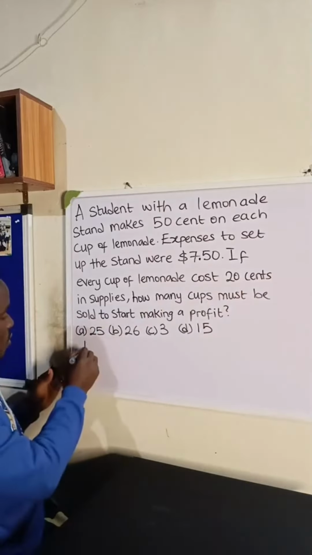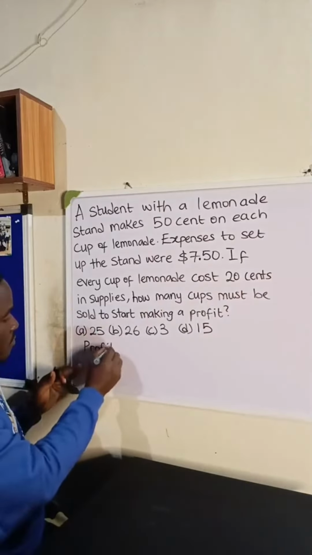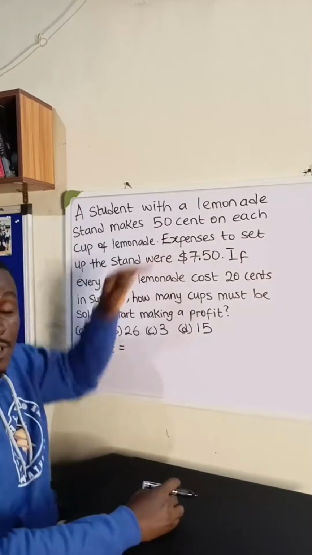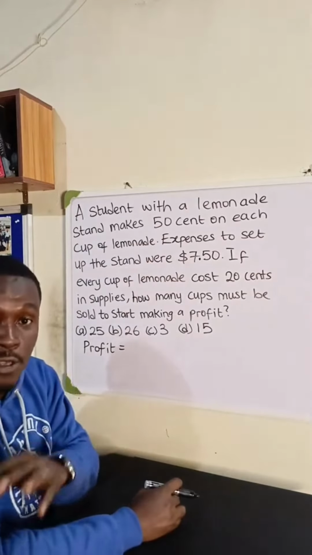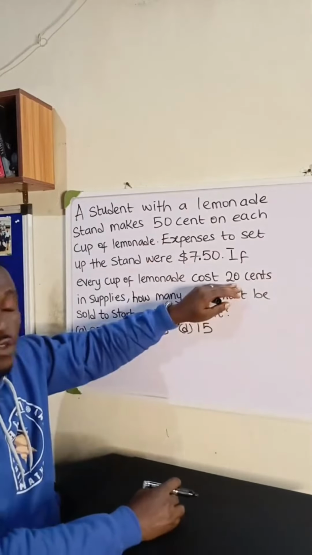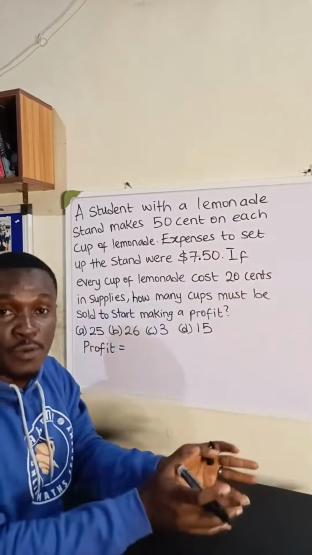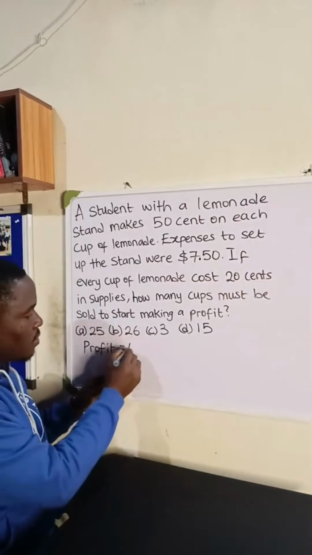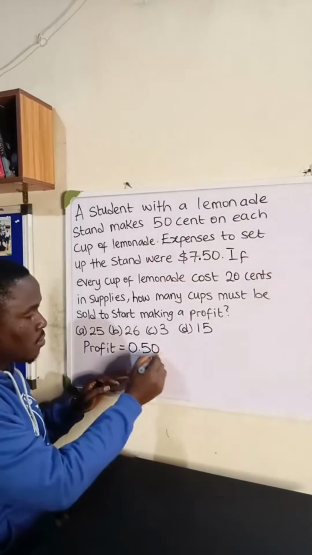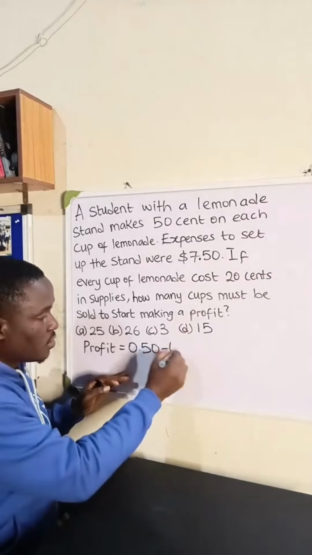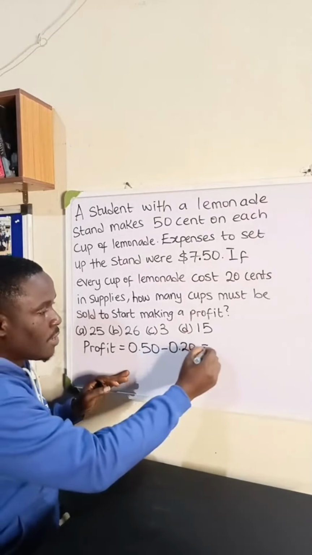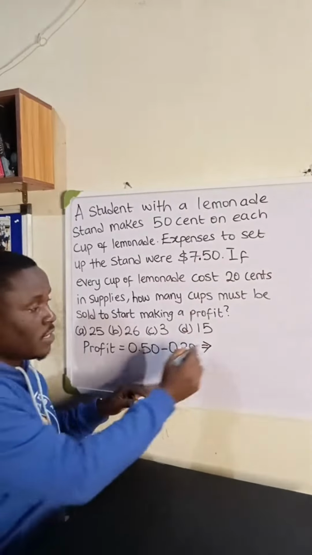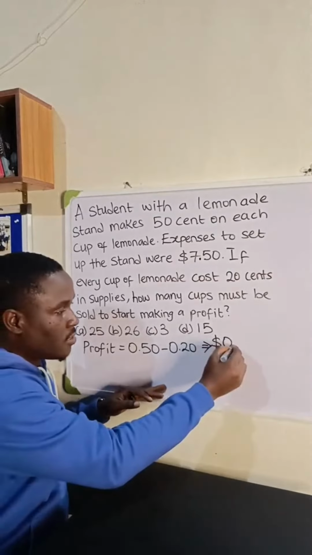So the profit on each cup of lemonade is equal to 50 cents, which is the amount the lemonade is being sold to the customers for, minus 20 cents, which is the cost of producing the lemonade. So 50 cents, 0.50, minus 20 cents, 0.20. That means the profit on each cup of lemonade is 30 cents.